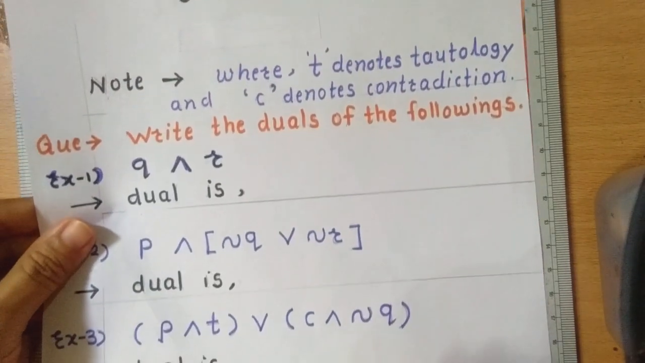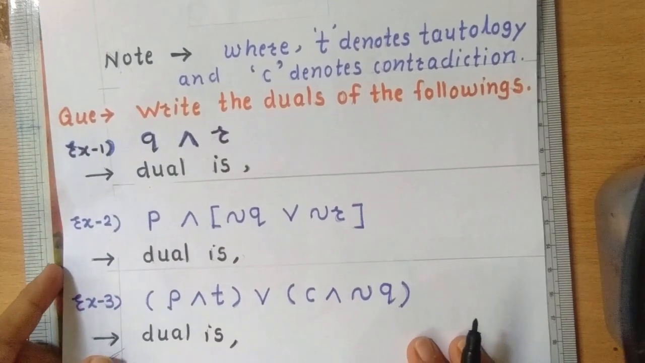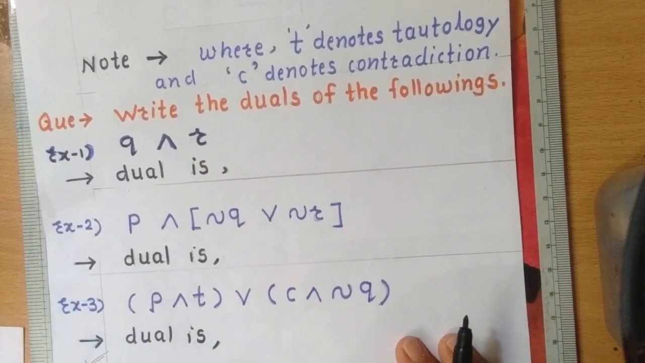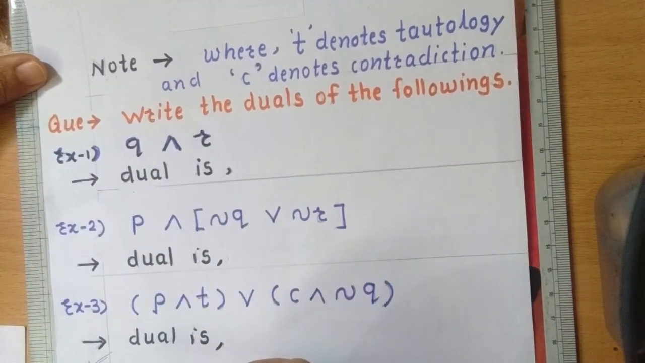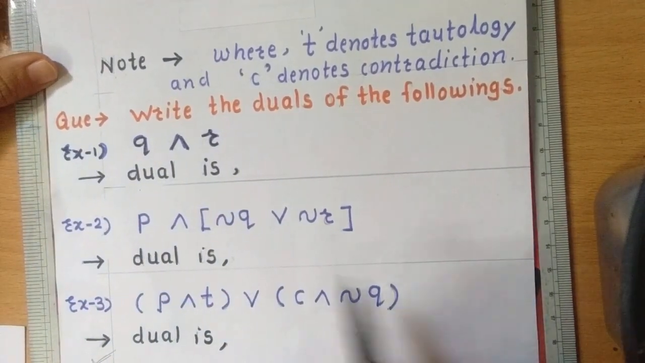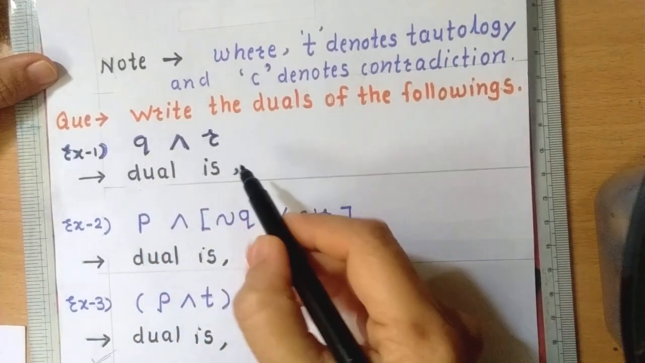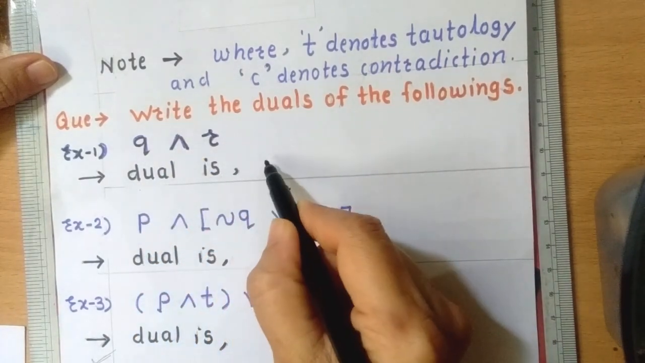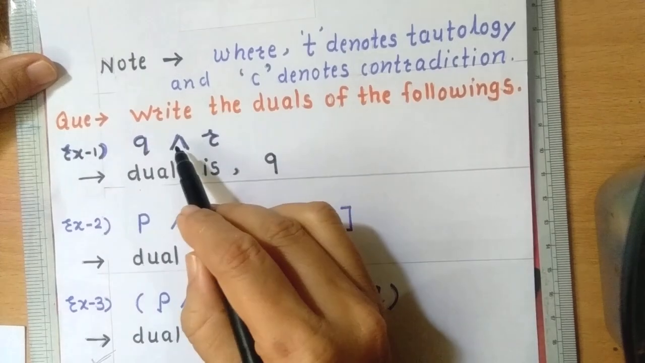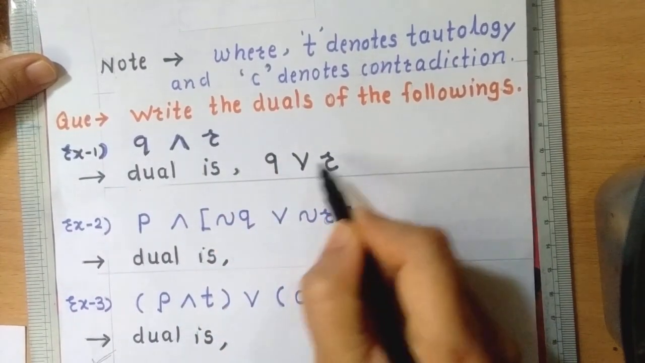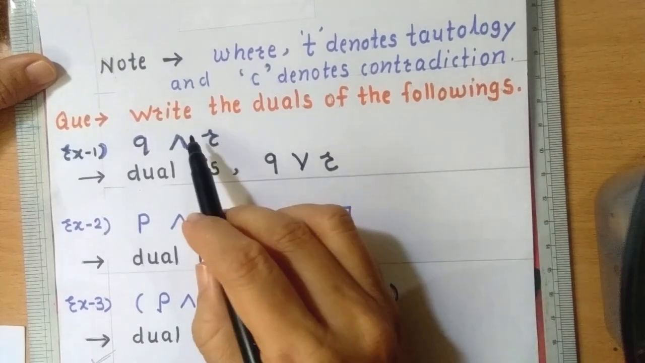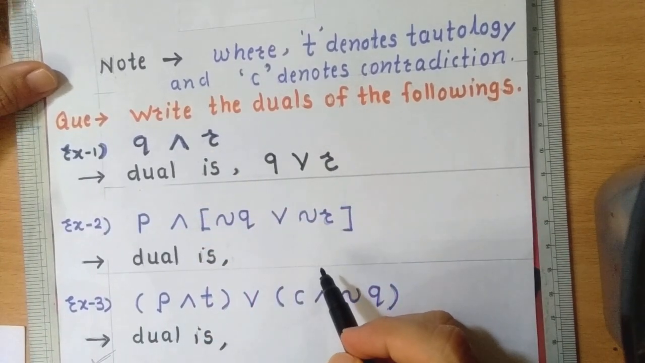So now we will solve a question. Write the dual of the following. First example is Q conjunction R. What we have to do? Keep these statements as they are, only change this connective. So Q, change this to disjunction, R as it is. So Q disjunction R is the dual of the given statement pattern.